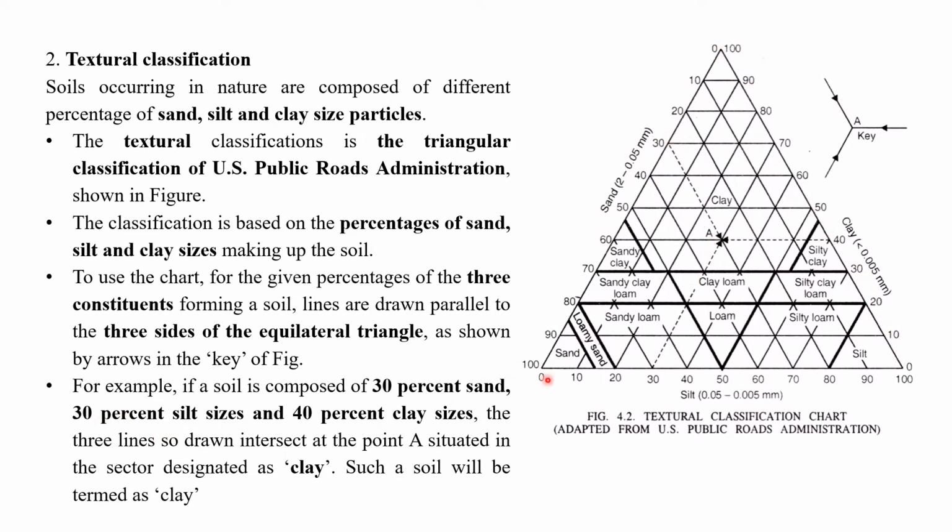Similarly, for 30% silt, you can see 30% silt. We shall draw a parallel line with respect to this line, right? Similarly, for 40% clay size particles, you can see 40%. We shall draw a line parallel to the base from here. Once you draw the parallel lines, these lines are going to cut at point E. That means it comes under the clay category, so the soil is clayey soil, right? This is the textural classification.